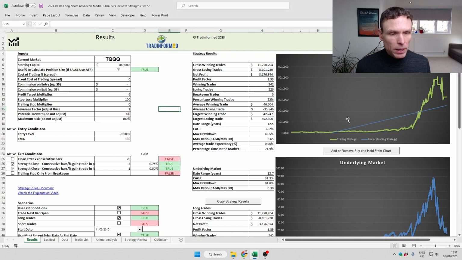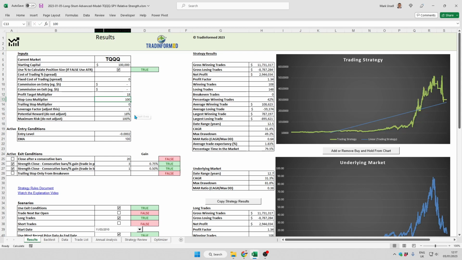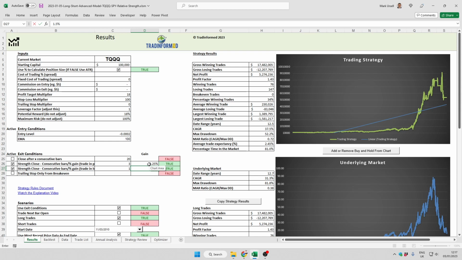You can see here immediately the capital graph. We're getting pretty decent results, but we've had a big drawdown. Now we're not at the moment comparing like with like because TQQQ is leveraged 3 times. So as a very rough approximation, we can increase our profit target by 3 times and we can increase our strength close by 3 times.